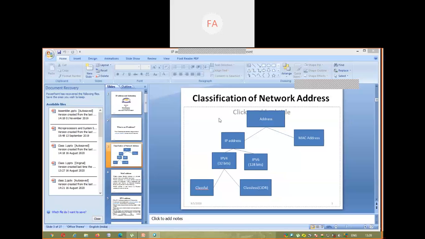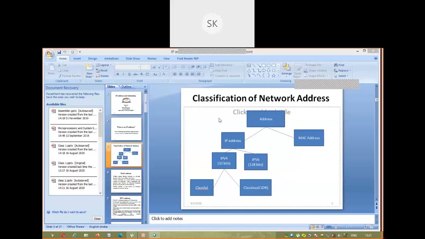What we discussed about IP address. This diagram is telling about address being of two types: IP address and MAC address. Is it clear to you now? Address are two types: IP address and MAC address. Is it clear?